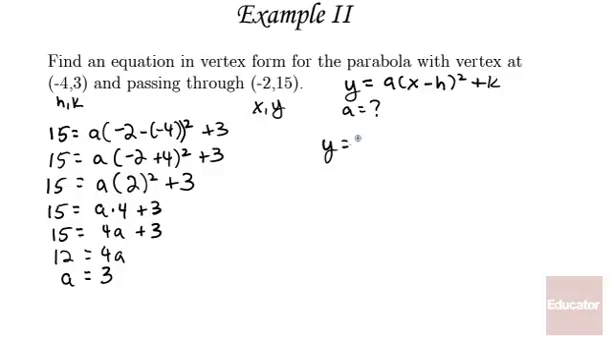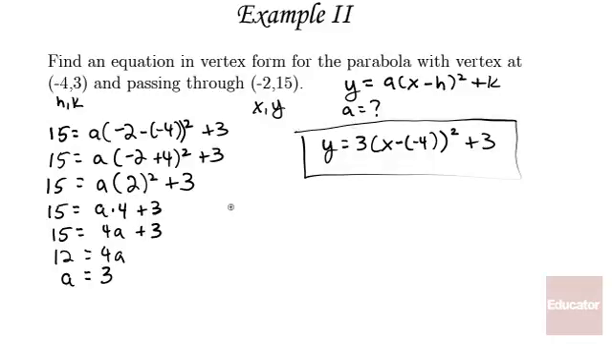I have y equals 3 times x minus h, which is negative 4, and I can either write this as x plus 4 or x minus negative 4, plus k, which is 3. So this is vertex form, and I accomplished that by recognizing that I had everything I needed except for a, substituting in, solving for a, and then going back and writing this in vertex form.